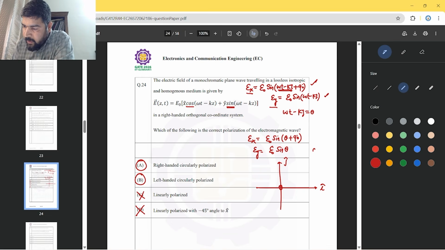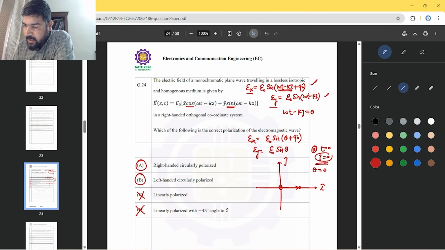When you take t equal to 0 and z equal to 0, it means we have fixed the position z equal to 0, and the time is also fixed at t equal to 0. So theta will obviously become 0. If theta is 0, then the X component has the maximum value and the Y component has 0 value. So the resultant electric field has only an X component when you take z equal to 0 and t equal to 0. That resultant electric field can be represented here.